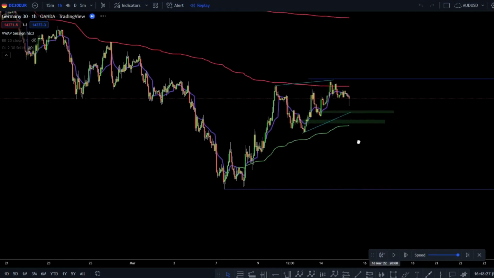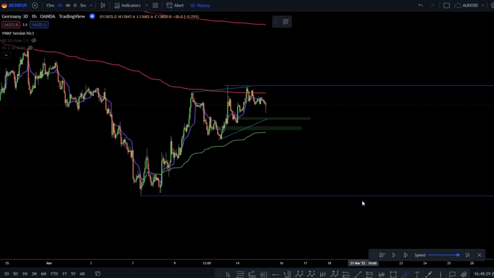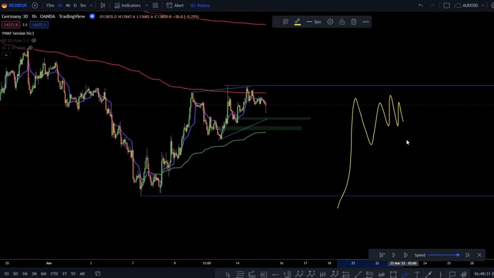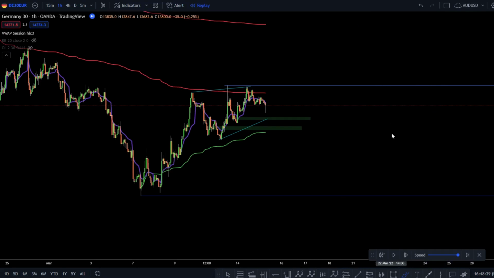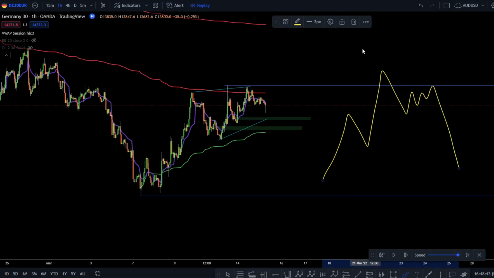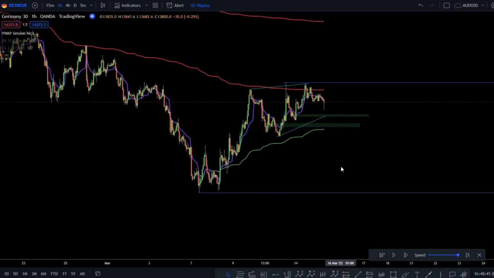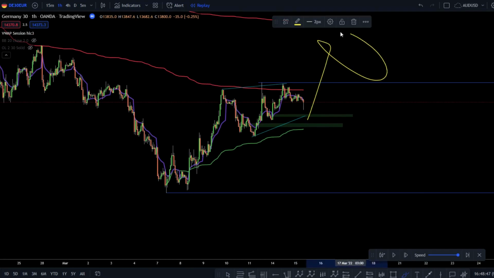So what do we know? That when we have an impulse, some kind of corrective structure, right? Some kind of pattern, the next possible play would be another impulse. This is just how the market moves. An impulse, correction, impulse, correction, impulse, correction, and so on. So we are looking for a move up.